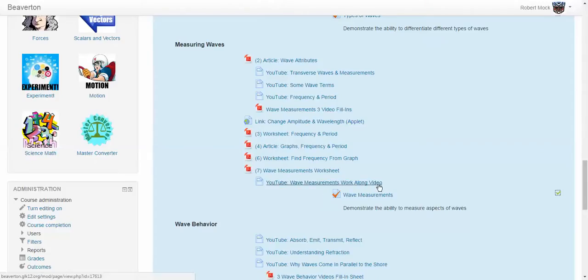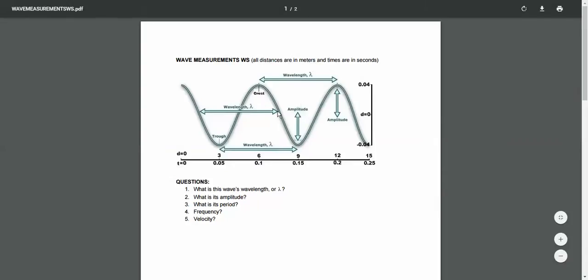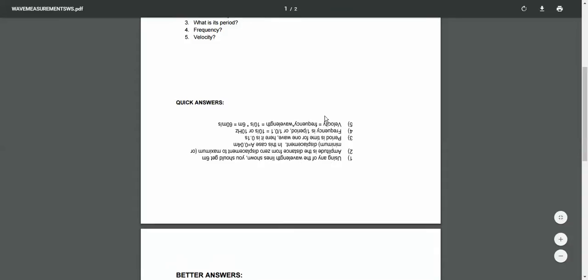And to watch this video, what you should do is go and get file number 7, the Wave Measurements Worksheet, and you should have that file with you, because that file looks like this. It's got this wave picture, and I've got 5 questions here. Down at the bottom of that page, you've got the answers to the 5 questions.